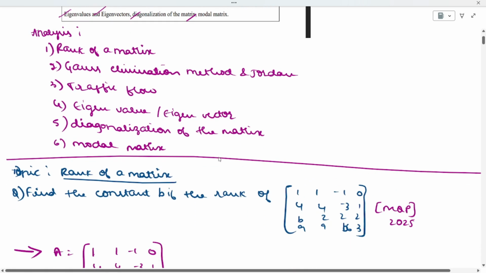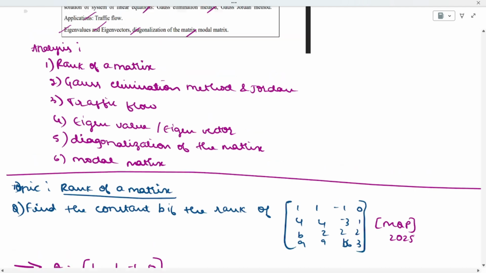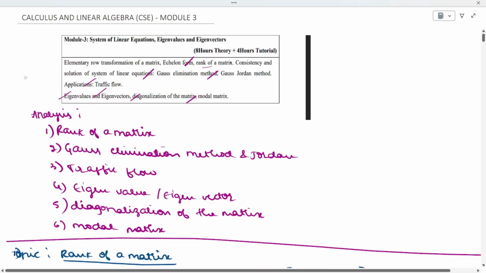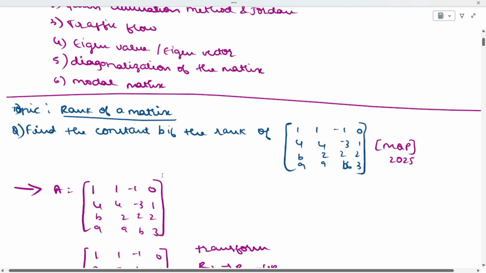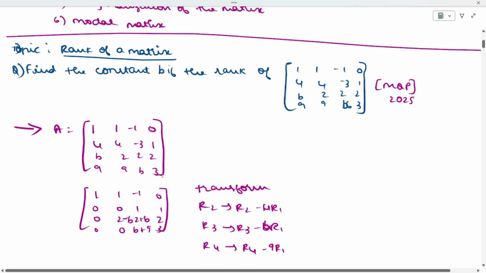Now let's start with the analysis. First there is rank of the matrix, next Gauss elimination and Gauss-Jordan method, next is traffic flow, that is an application, next is eigenvalues and eigenvectors, diagonalization and modal matrix. Okay, now we will cover all these. Echelon form, rank of matrix, and consistency, everything will be covered under one problem, so that you will get an idea about everything. First we will discuss the important question which is there in your model question paper.